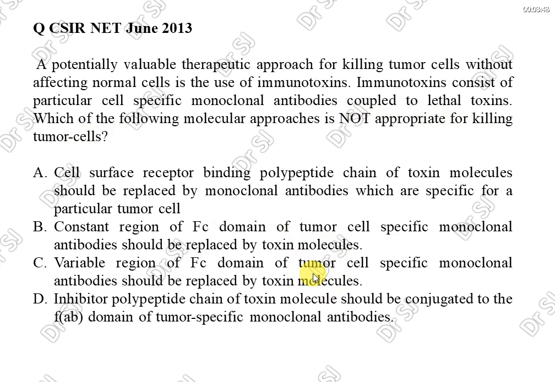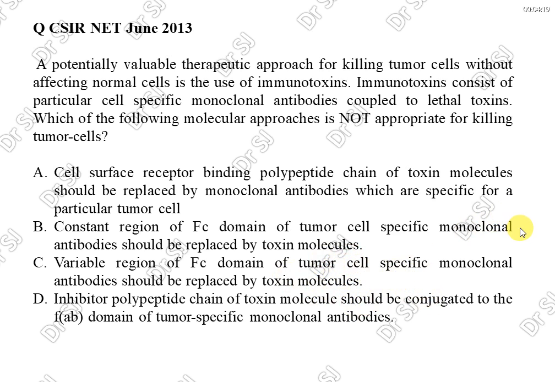So it's not necessary to go on to the fourth option, but still we should read it. The inhibitor polypeptide chain of the toxin molecule should be conjugated to the FAB domain of the tumor specific monoclonal antibody, right? If we conjugate a toxin with the FAB domain of the tumor specific monoclonal antibody, it should kill the tumor cell, right? So it seems that option C is the right answer.